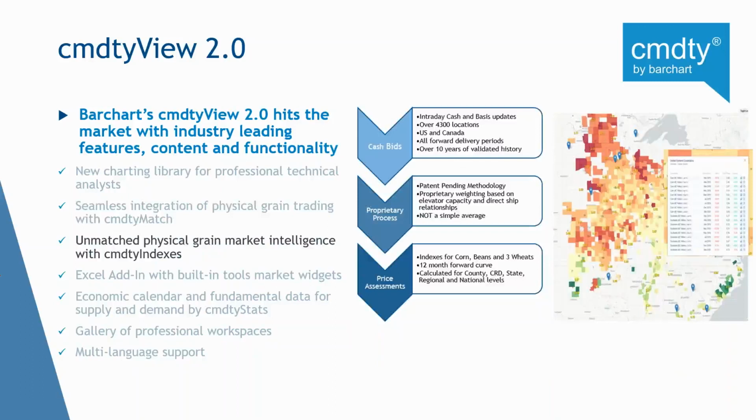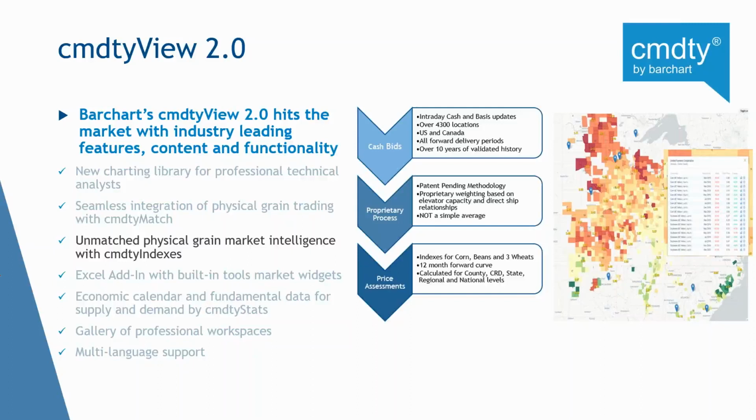Okay, I want to spend a little bit of time on our physical grain market intelligence. As I mentioned, over on the right-hand side here, you can see we collect intraday, not just end of day, but throughout the day, cash bids and basis updates from over 4,300 locations. This includes both the US and Canada. And we collect them not just for spot and new crop bids, but we have all forward delivery periods that the elevators are bidding for. We've accumulated this history over a period of 10 years and cleaned and validated all of that history, so we have 10 years of history to use for analysis around the cash markets.